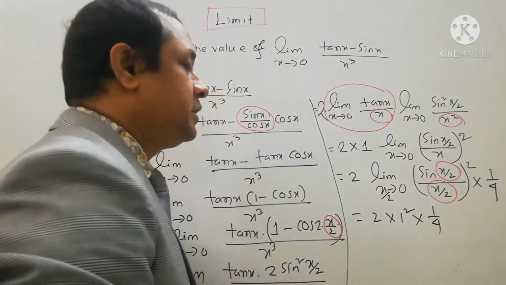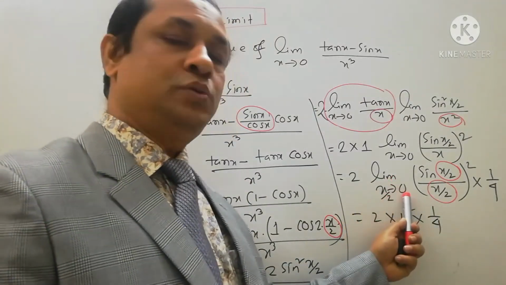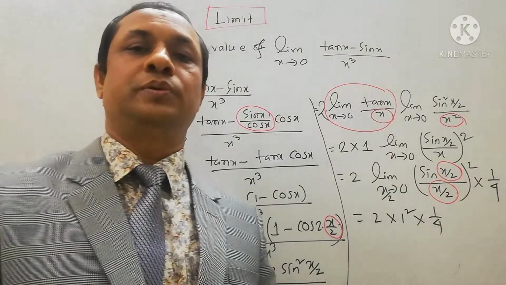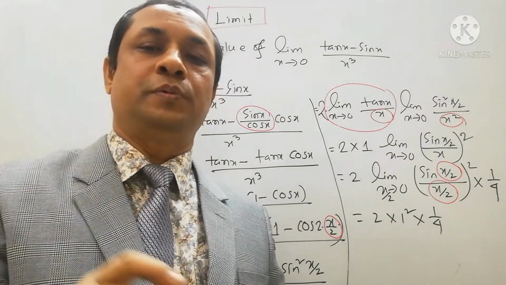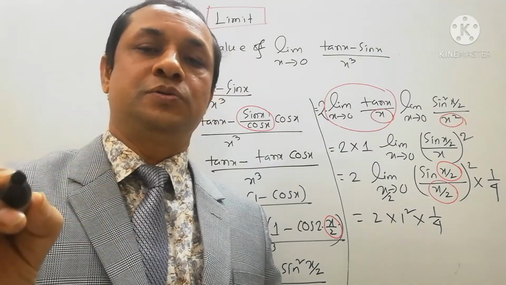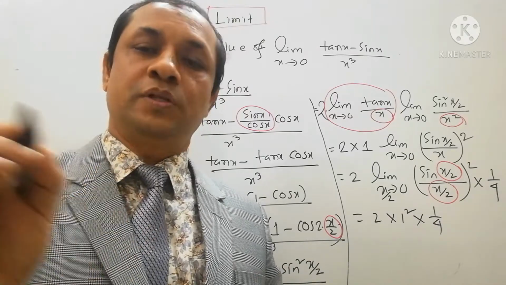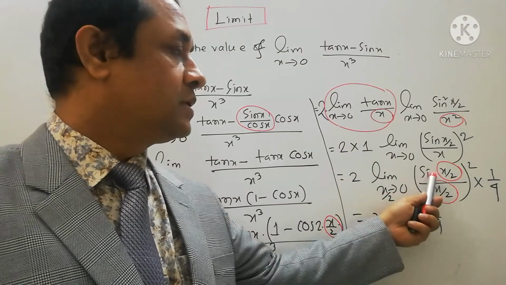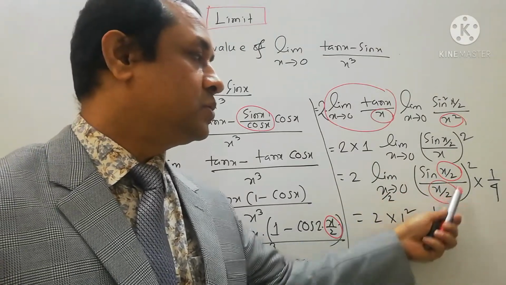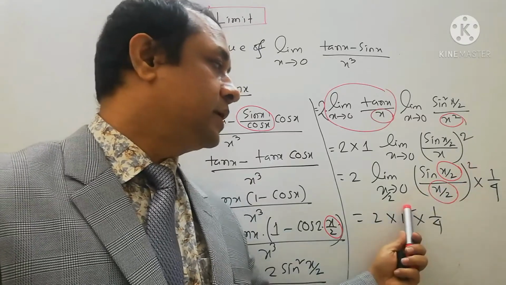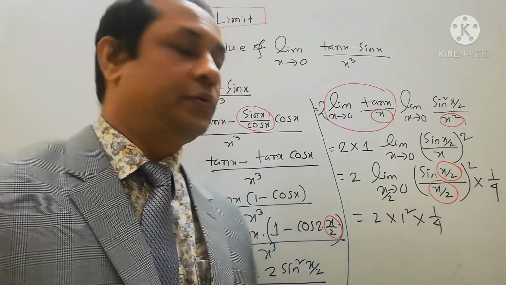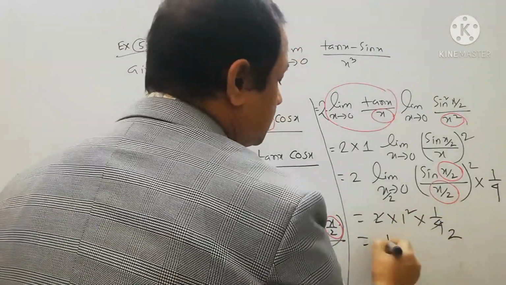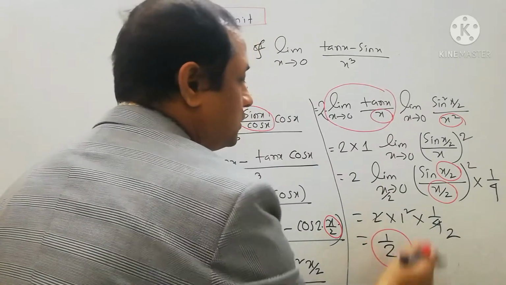This is the formula. Using the formula, limit theta tends to 0 of sine theta by theta equals 1. Attention please student, I say again, limit theta tends to 0 of sine theta by theta equals 1. So here limit x by 2 tends to 0, sine x by 2 by x by 2 is 1, then whole square, and this is 1 by 4. So student, 2 and 4 cancel, so the answer will be 1 by 2.